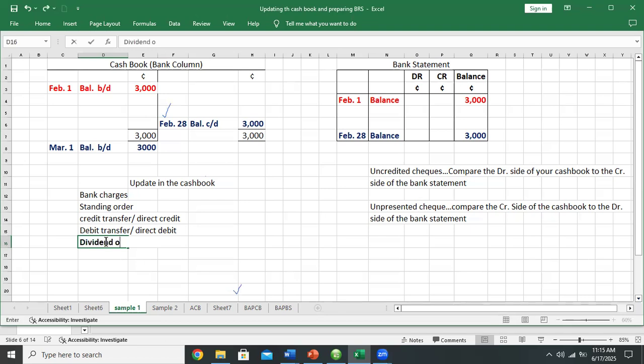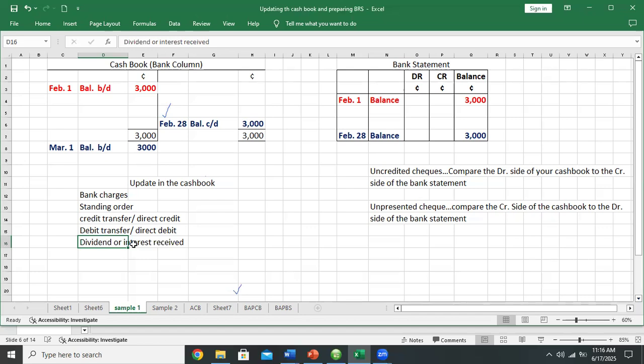Dividend or interest received. So we are saying that as a customer of a bank, dividend is when you invest in a company like MTN Ghana or any company, right? And they are paying you interest for the money you have invested. That is the dividend, right? So if you go and buy shares in a company and the company is paying you some fee for your investment, that is your dividend.